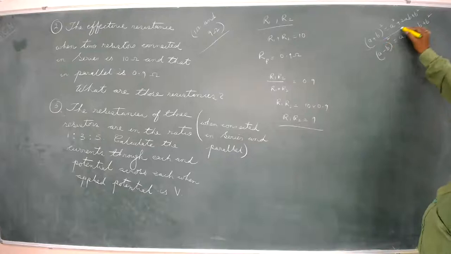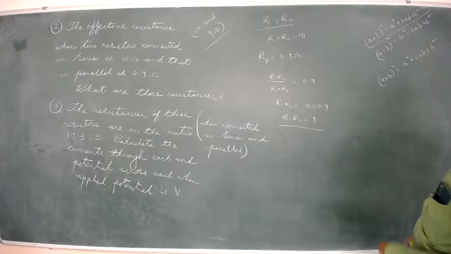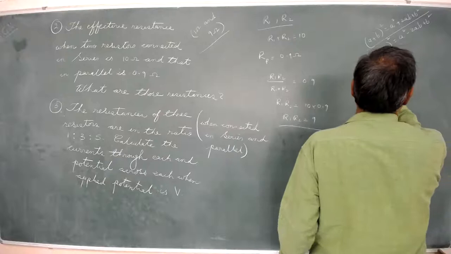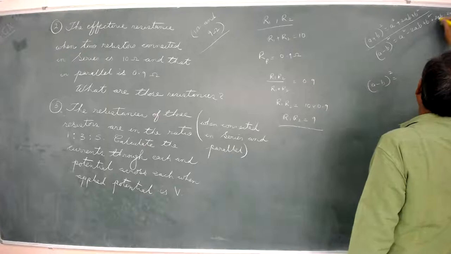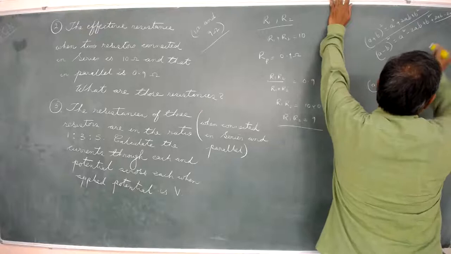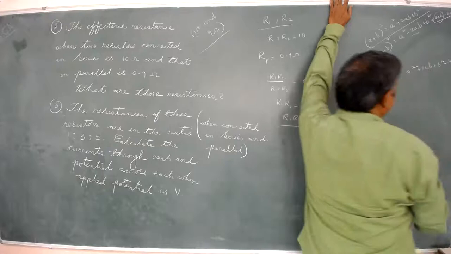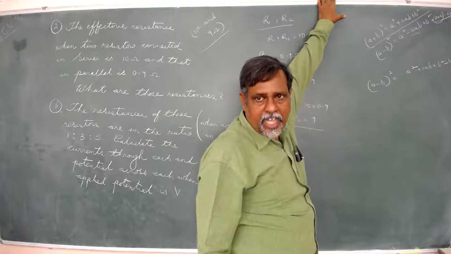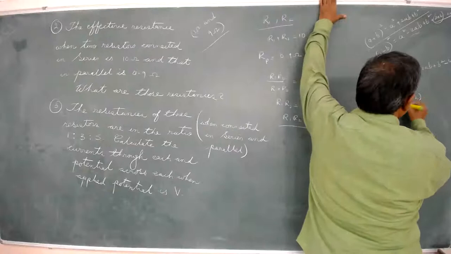A plus B whole square. I will make one modification. Otherwise, A plus B whole square, anything you can do. Here, one modification you make: plus 2AB minus 2AB. By means of this modification, A square plus 2AB plus B square minus 4AB. As per my purpose, I am changing the algebraic equation. So A minus B whole square is A plus B whole square minus 4AB.